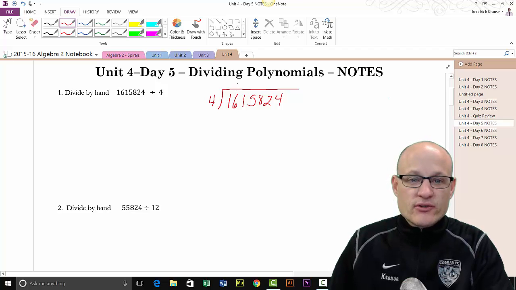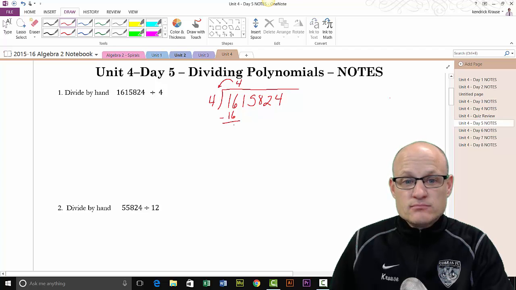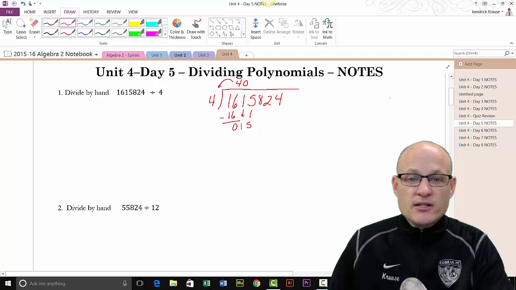It doesn't go in. So we go 4 into 16. 4 goes into 16 four times. The next step is we multiply the 4 times the 4, and we put it down here. My next step is to subtract. And then I'll bring down a 1. Well, it doesn't go into 1, so we'll put a 0. Then I bring down the 5. How many times does 4 go into 15? 4 goes into 15 3 times. 4 times 3 is 12. Then I'm going to subtract.